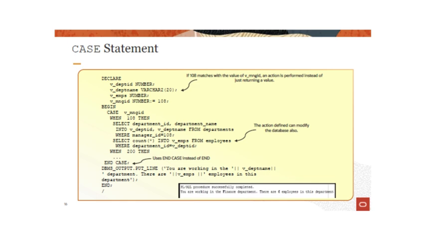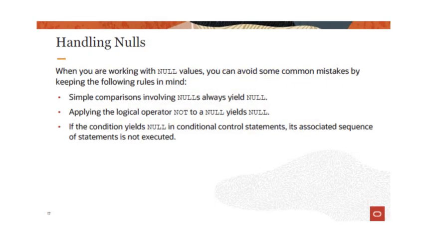How does a CASE expression differ from a CASE statement? A CASE expression evaluates a condition and returns a value, whereas a CASE statement evaluates a condition and performs an action. A CASE statement can be a complete PL/SQL block. When you are working with null values, you can avoid some common mistakes by keeping the following rules in mind. Simple comparisons involving nulls always yield null. Applying the logical operator NOT to a null yields null. If the condition yields null in conditional control statements, its associated sequence of statements is not executed.